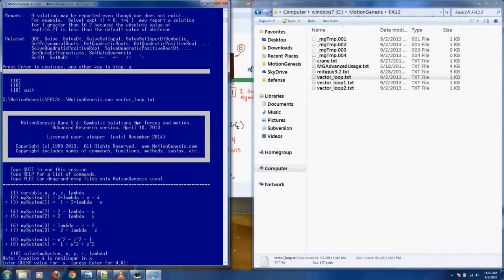And you'll notice that it says, okay, note, equation 4 is nonlinear in x, and it's asking us to enter a guess value for x. This is because in order to solve a nonlinear system, the computer is going to do an iterative guessing on the value of x and try to converge closer to a solution.